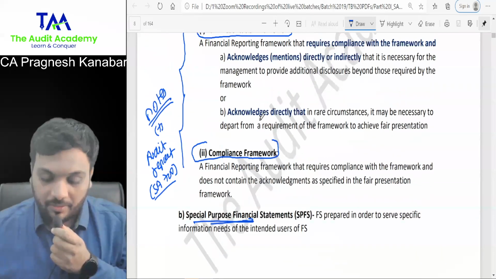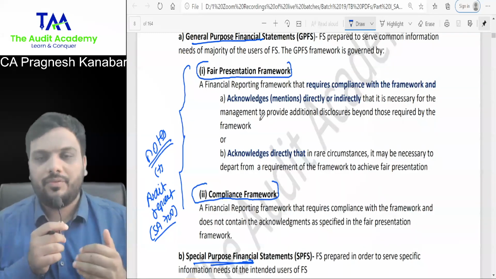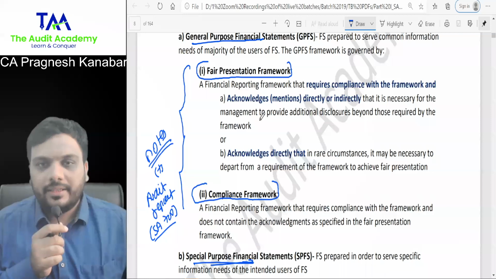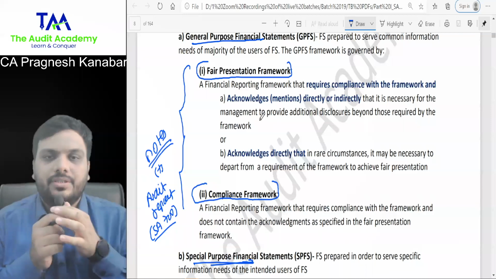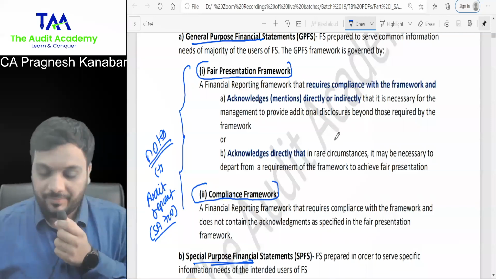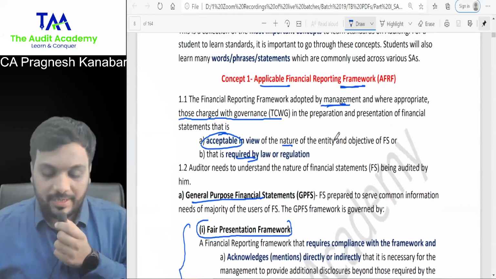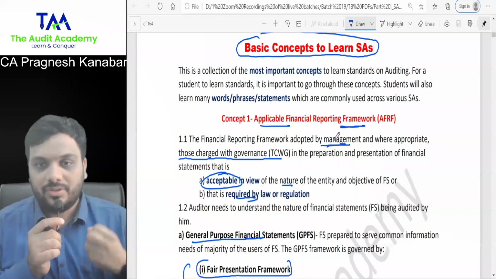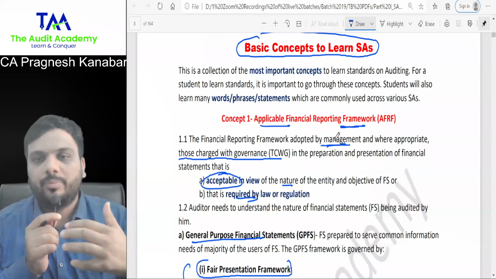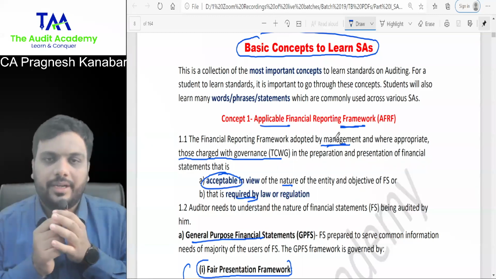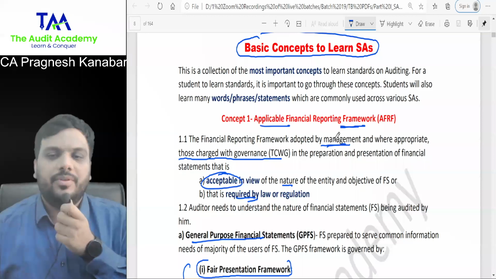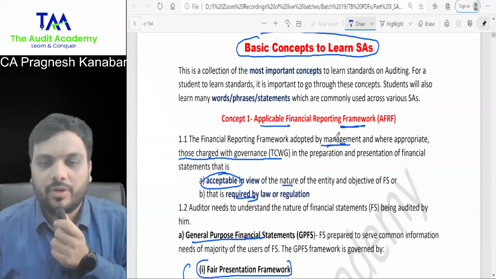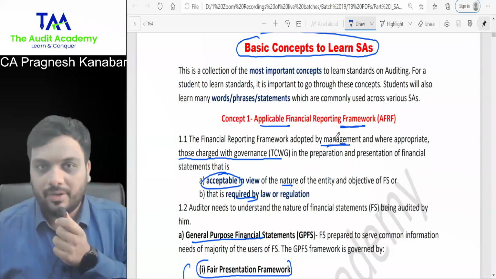So, we have reached a certain stage where we have introduced the subject in the last lecture. Then we have started the discussion of standards on auditing. Now, what I'm doing is we are discussing some basic concepts, which will help you to strengthen your grip on the topic of standards on auditing. In that, the first concept we are done with, and that concept is applicable financial reporting framework. We are done with this particular concept.